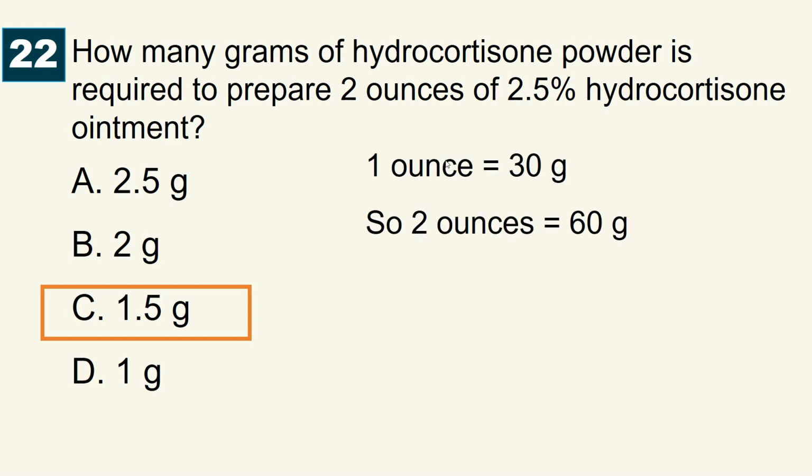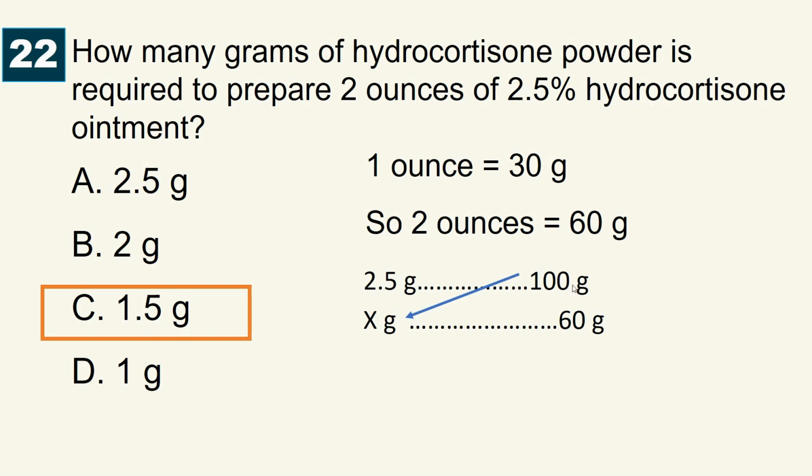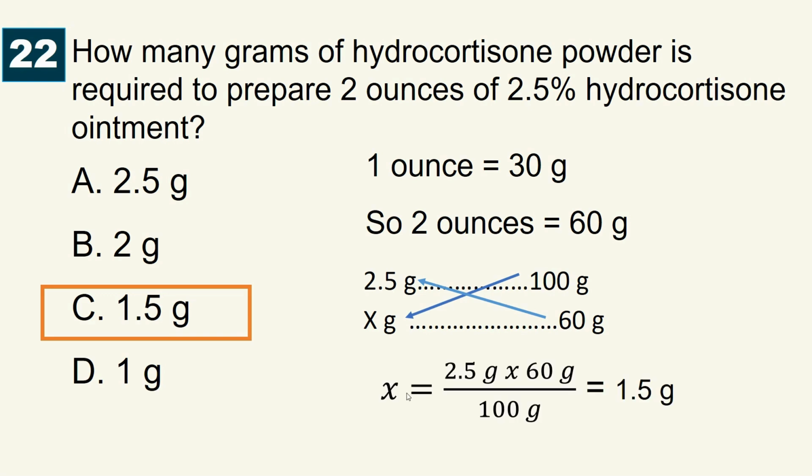Here, quite straightforward. 1 ounce is equal to 30 grams. So 2 ounces is 60 grams. 2.5% means 2.5 grams in 100 grams. So for x grams, how many? You do the cross multiplication by pointing arrows to the x, and then you get x grams equals 1.5 grams. Therefore, your correct answer is 1.5 grams.